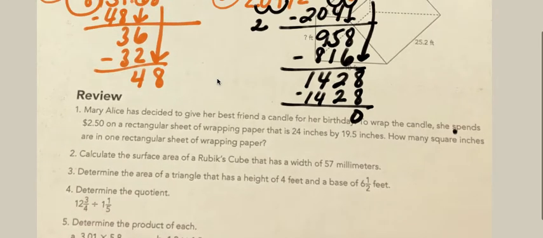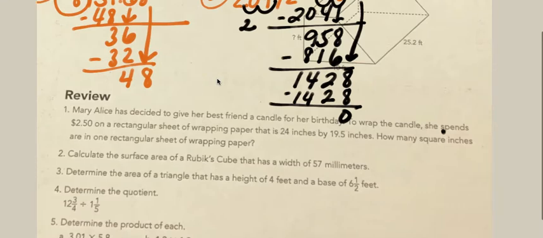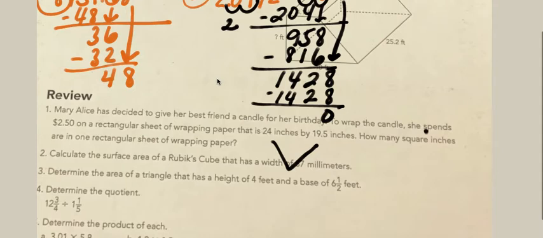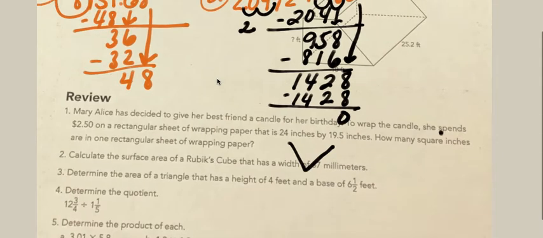For the first one, the review, it says that she spends $2.50 on a regular sheet of wrapping paper that is 24 by 19.5 inches. How many square inches are in one rectangular sheet? So I imagine you have to find the area. So you would multiply 24 times 19.5. And then once you get that area, then you can divide it by the $2.50. And that's how I would do number 1.